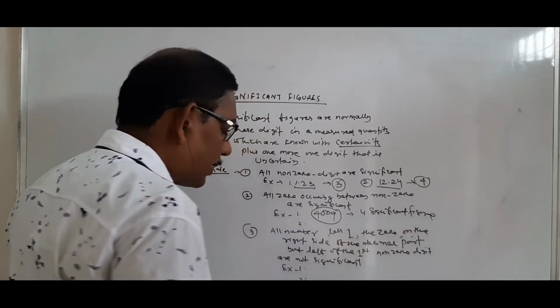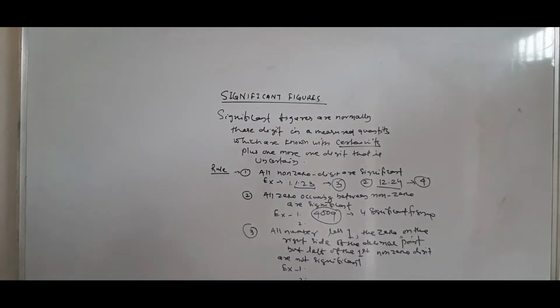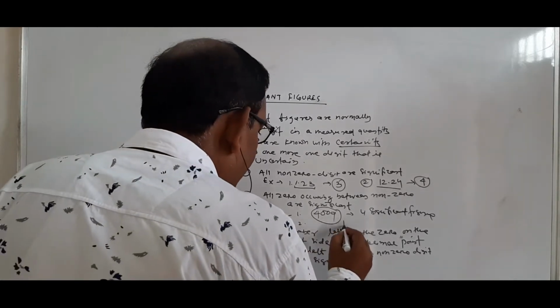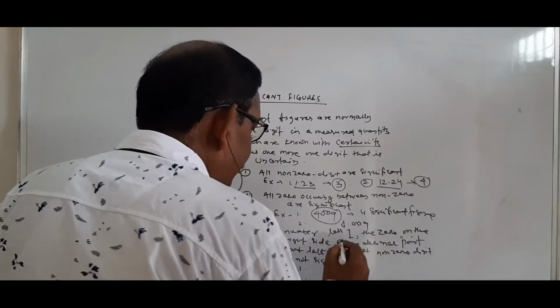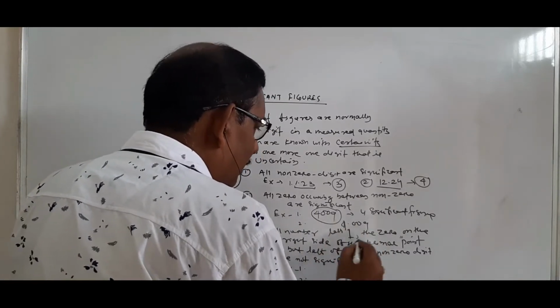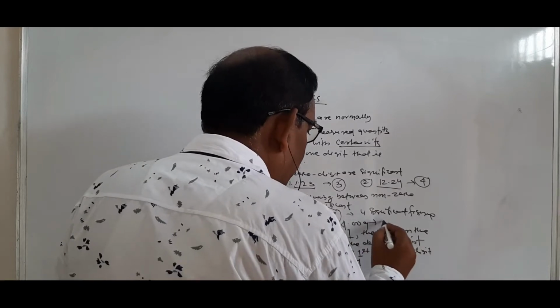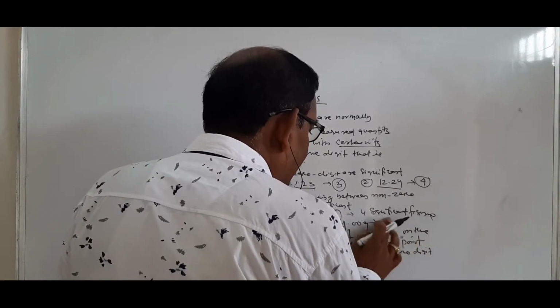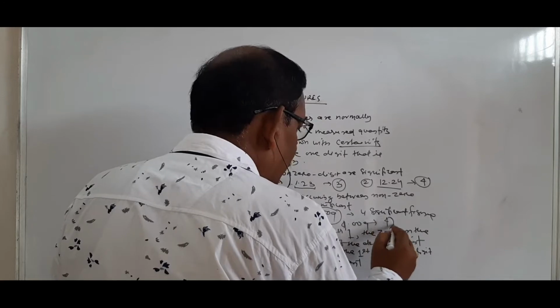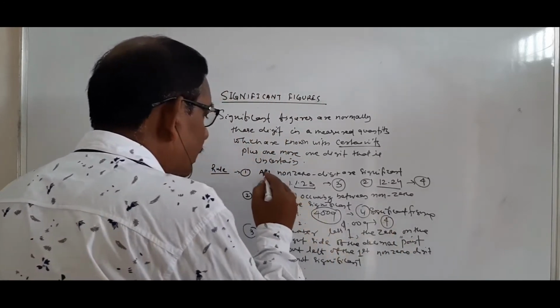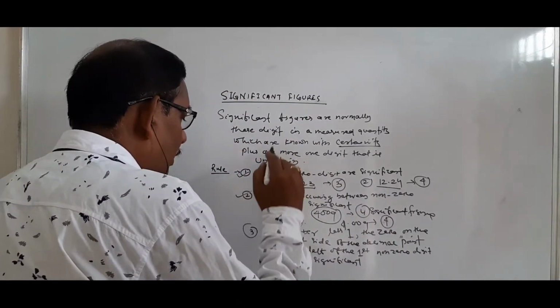Okay. Also you may take different examples like 4009. with a decimal point here. Here also the number of significant figures is 4. Okay. So you have to follow these two rules initially.